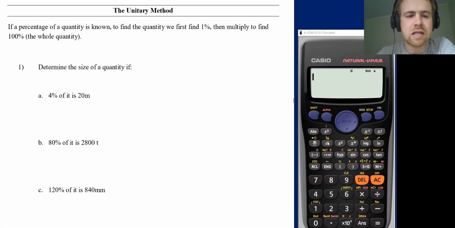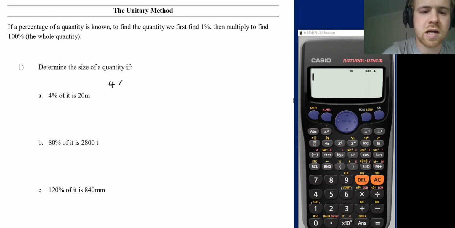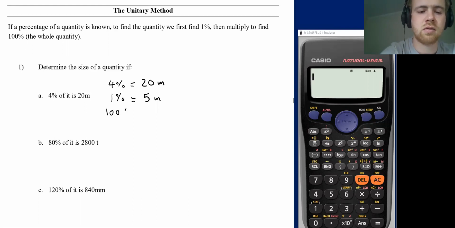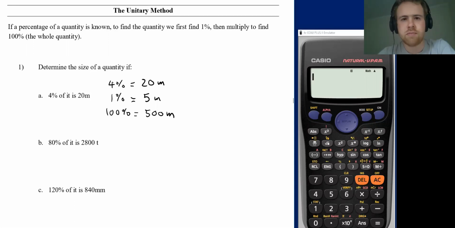Okay, so let's say in our first example here, determine the size of a quantity if 4% of it is 20 meters. So the unitary method means if we find what 1% is, we can then multiply that to find what 100% is. So to find 1%, well, let's write it out in full. 4% equals 20. So that means 1% is going to be the same as 20 divided by 4, which is 5, which will then mean that 100% equals 500 meters.